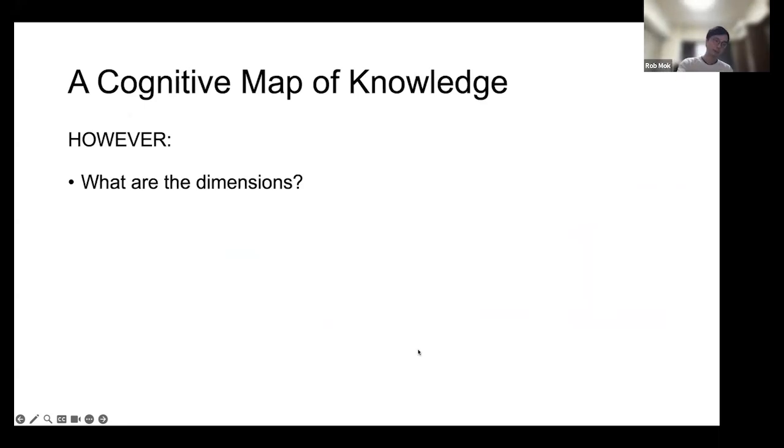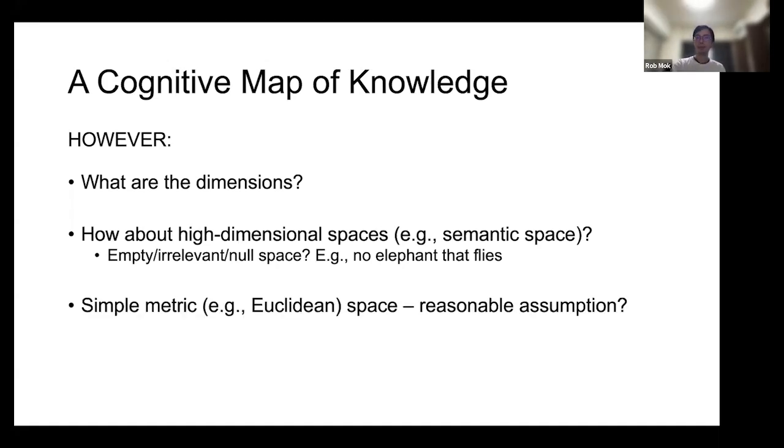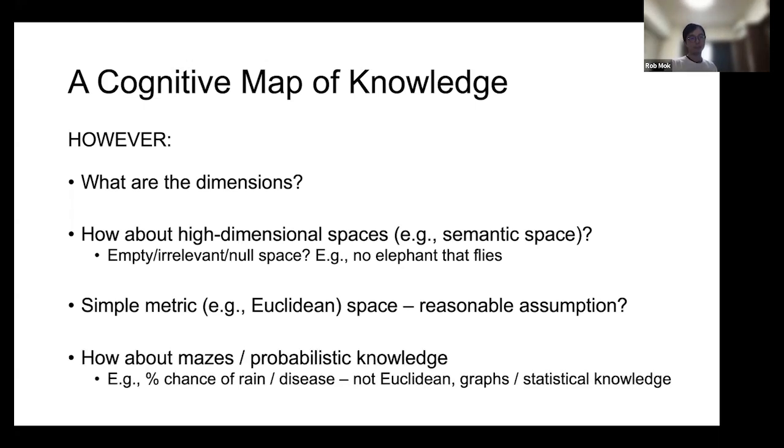One question, though, is what are the dimensions? In semantic space, it's quite high dimensional. There's a lot of empty or irrelevant space, like you can have an elephant that can fly. And is it always a simple Euclidean metric space? Is that a reasonable assumption? How about mazes? Like probabilistic knowledge? Is there really an easy mapping from one to the other? Some questions to keep in mind while we talk about this.